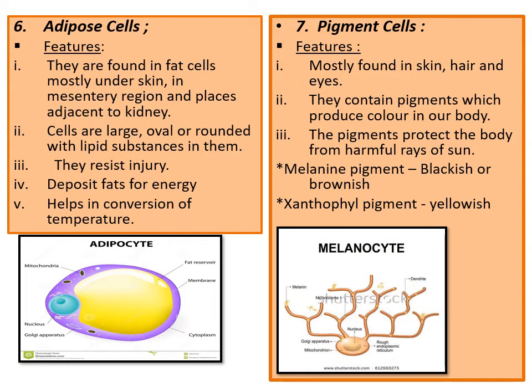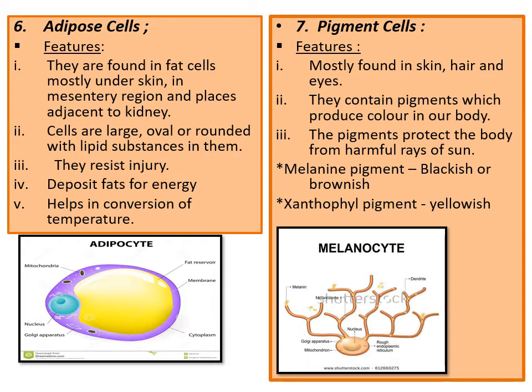Now we are going to discuss the next type, that is adipose cells. Some of the important features of the adipose cells are that they are found as fat cells mostly under the skin, in the mesentery region and places adjacent to the kidney. The cells are large, oval or rounded with lipid substance in them. Some of the important functions of adipose tissue are that they protect from injury, they deposit fat for energy and help in temperature regulation.